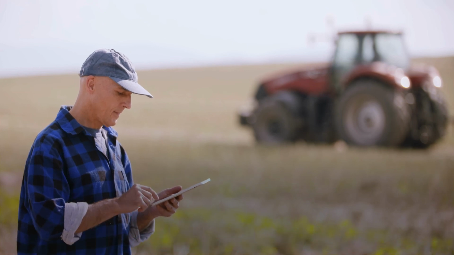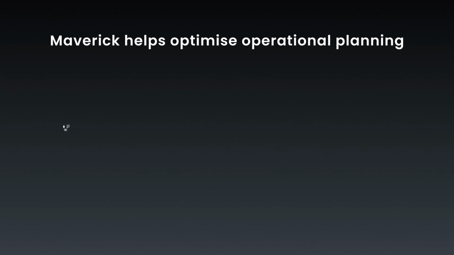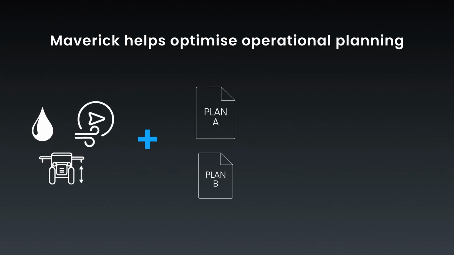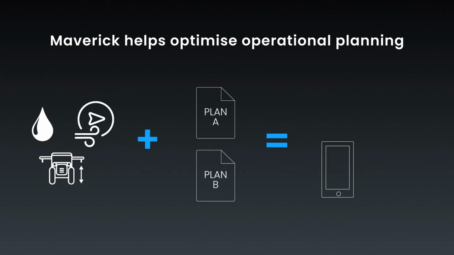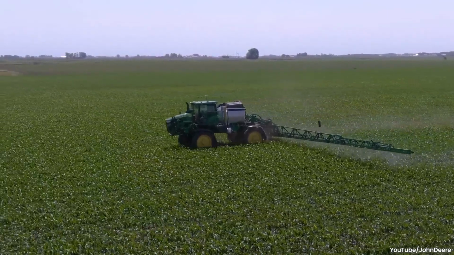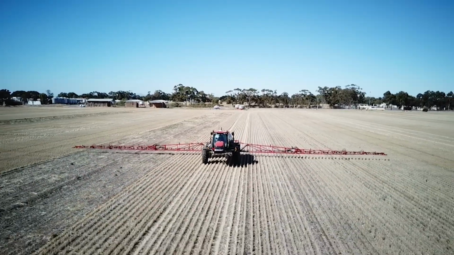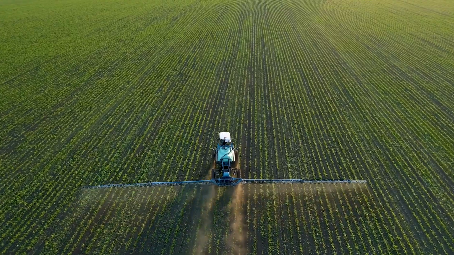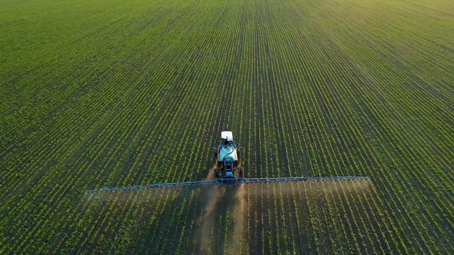Maverick will use all of these data sources in conjunction with Plan A and Plan B configurations, and it will create spray windows, real-time alerts, and also feedback on accumulated missed spray window time to help optimise future operational planning. We've taken an agnostic approach that makes it really easy to instrument any piece of equipment from any manufacturer of any age or any spray controller. So an entire retrofit is possible in a number of hours.